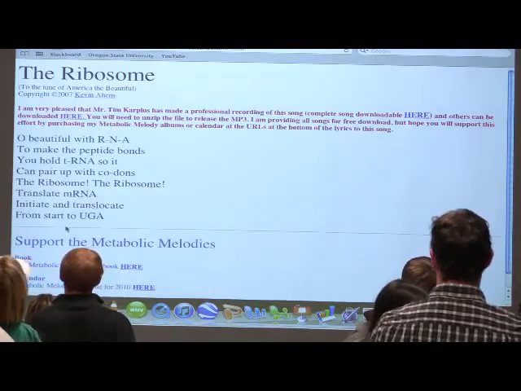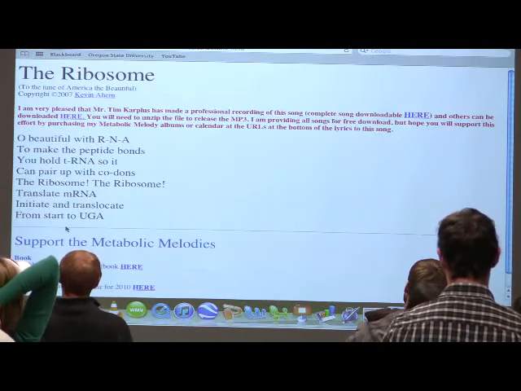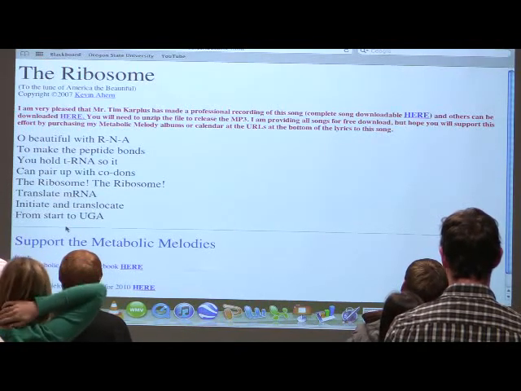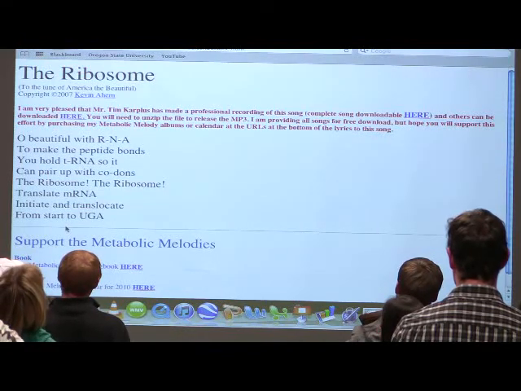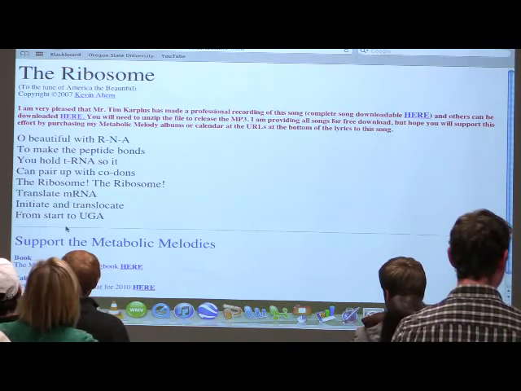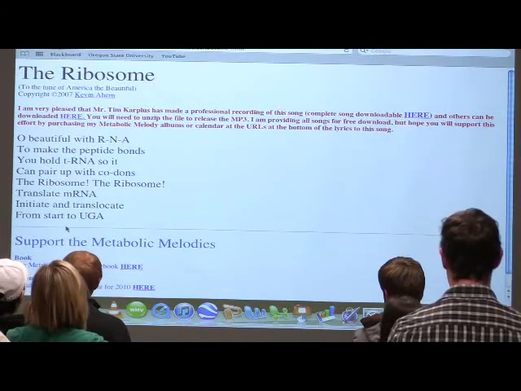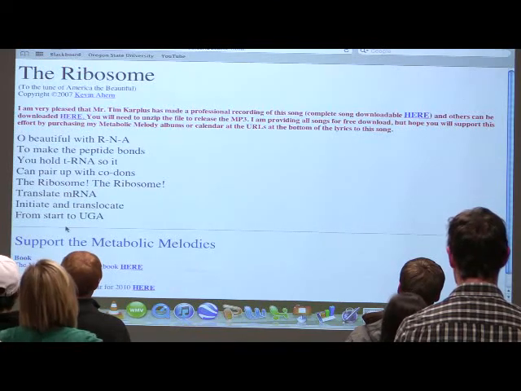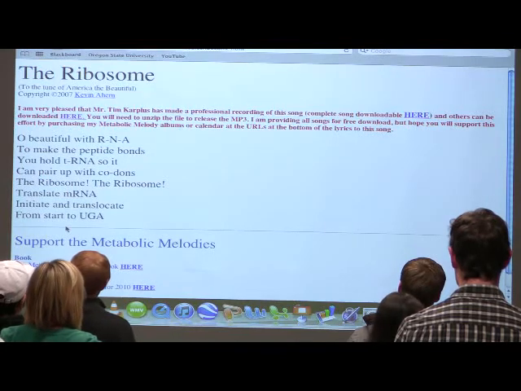Oh, beautiful ribosome, with RNA to make the peptide bonds, you hold tRNA so it can pair up with codons. The ribosome translates mRNA, initiates and translocates from start to UGA. Thank you.